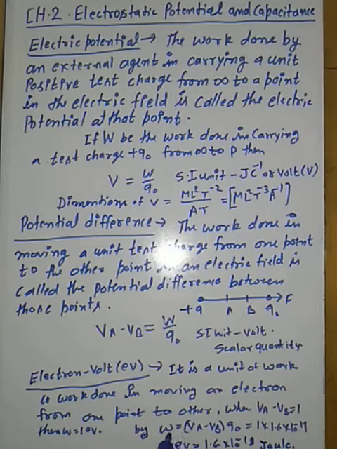By the formula we can also calculate W. W may be written as VA minus VB into Q naught. Q naught is 1.6 because it is electron. The charge of electron is 1.6 into 10 to the power minus 19, and VA minus VB is 1. Then 1 electron volt is 1.6 into 10 to the power minus 19 joules.